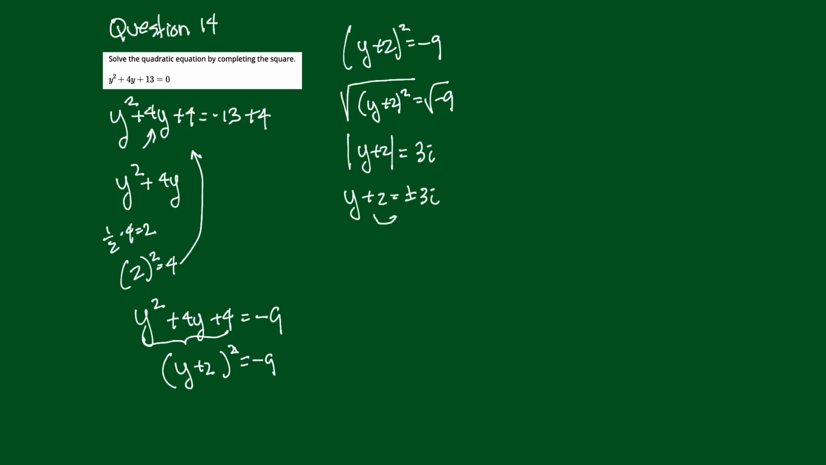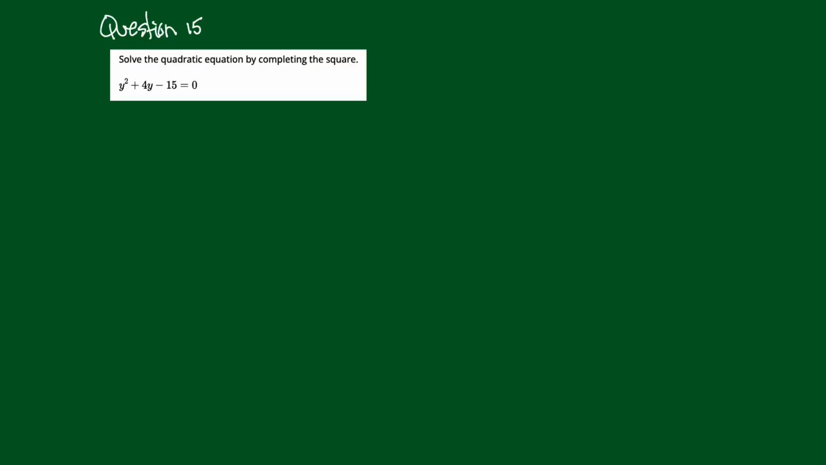And we're almost there. I just have to subtract 2 to get the y. So y is equal to negative 2 plus or minus 3i. Question 15, we're going to solve this quadratic equation, again, using the method of completing the square. So I'm going to do two things. First, I will ensure that I've got a 1 out here. Now there's a 1 already. But I want the constant on the other side.